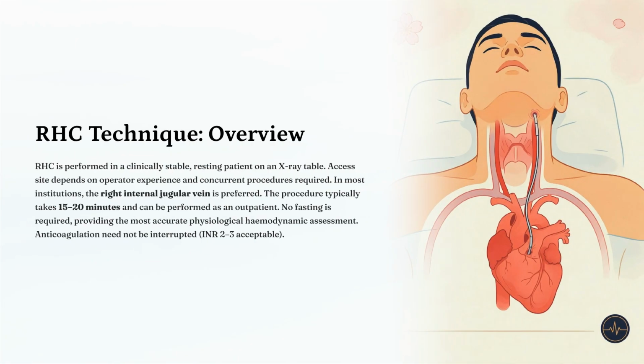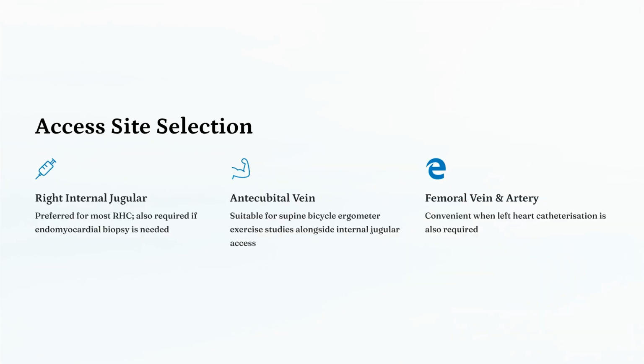variables. Regarding technique, right heart catheterization is performed on stable, resting patients. The right internal jugular vein is typically the preferred access site, and the procedure is efficient, often taking only 15 to 20 minutes to complete. The choice of access site depends on the specific clinical requirements.